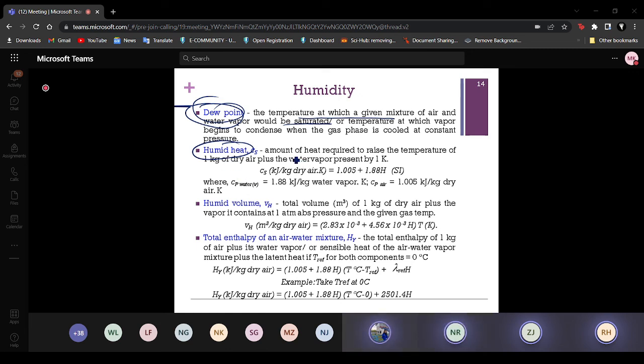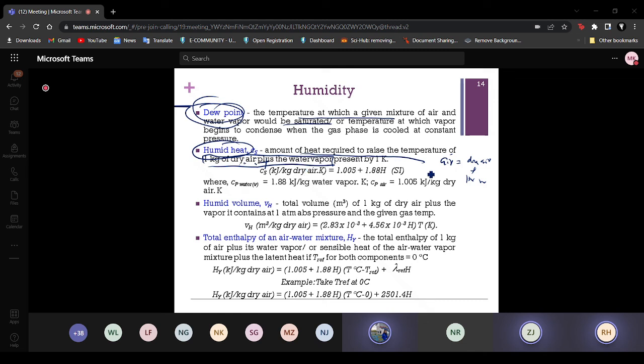So humid heat is basically the amount of heat required to raise the temperature of 1 kilo of dry air plus water vapor. Remember here, kilo of dry air plus water vapor. Meaning dry air plus water vapor becomes air. Okay, earlier I said air is equal to dry air plus water vapor. So this is the total.